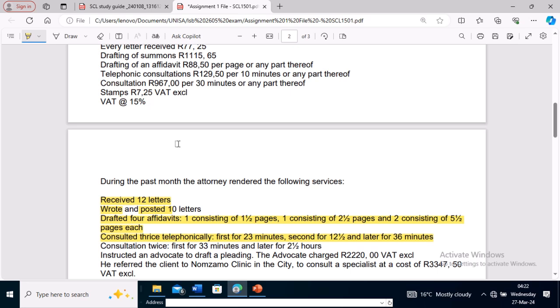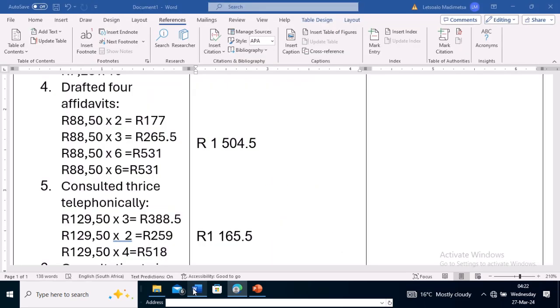Then we have 4, but we are still left with the half, 1 over 2. That half will be taken as a full part, so it will be plus 1, and then it's going to give us 5. Which means we are going to say 967 rand times 5.